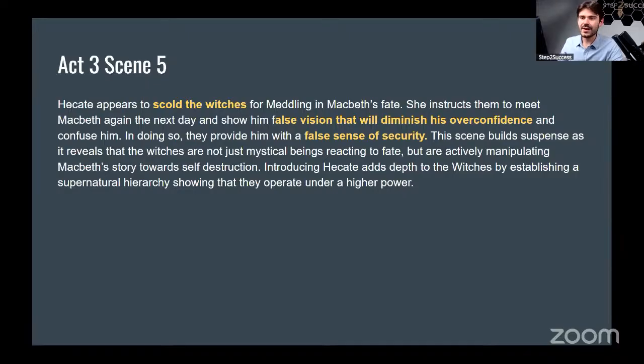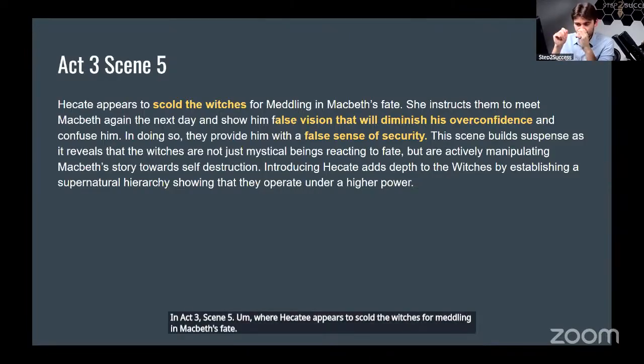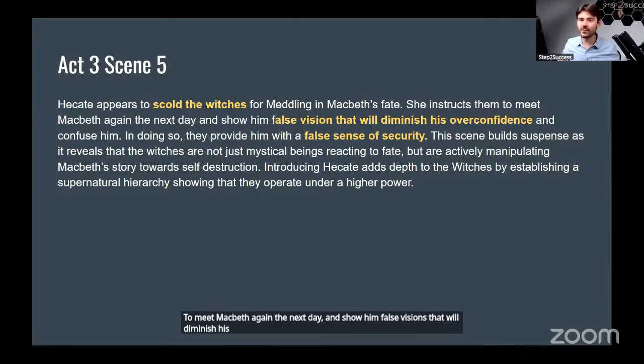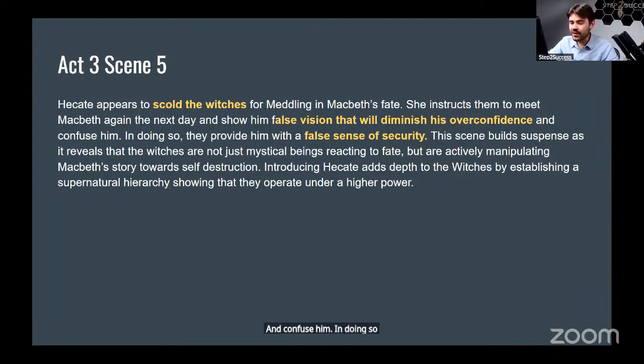They also later appear in Act 3, Scene 5, where Hecate appears to scold the witches for meddling in Macbeth's fate. She instructs them to meet Macbeth again the next day and show him false visions that will diminish his overconfidence and confuse him. In doing so, they provide him with a false sense of security.